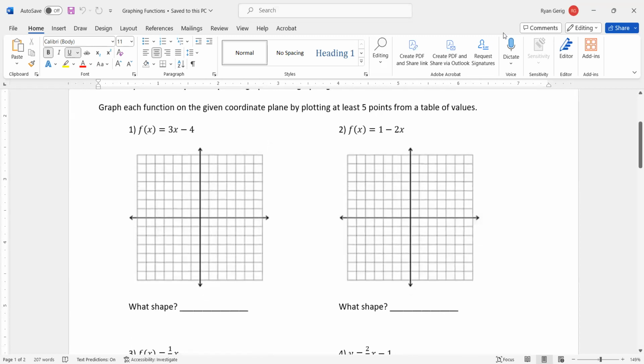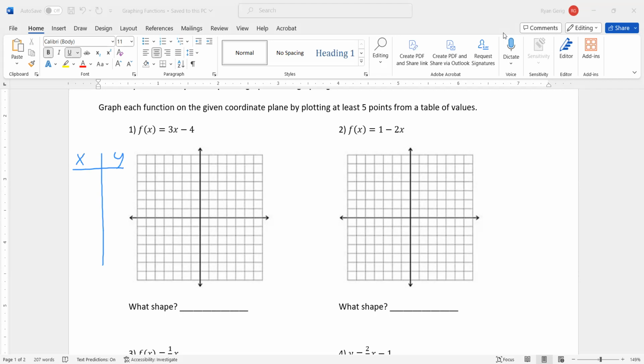So we're going to graph each function on the given coordinate plane by plotting at least 5 points from a table of values. So we have to create a table of values. I'm not giving it to you this time. That is a difference from what I showed you on the last video. So you are creating this. I'm not giving it to you.